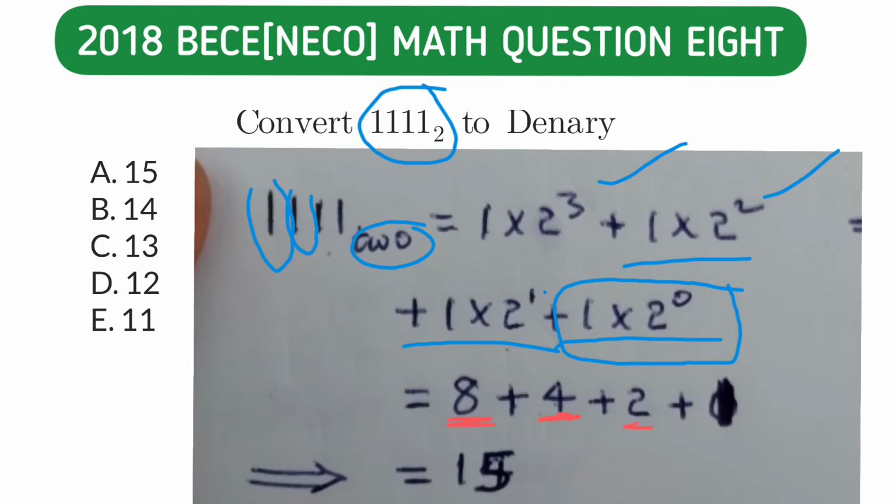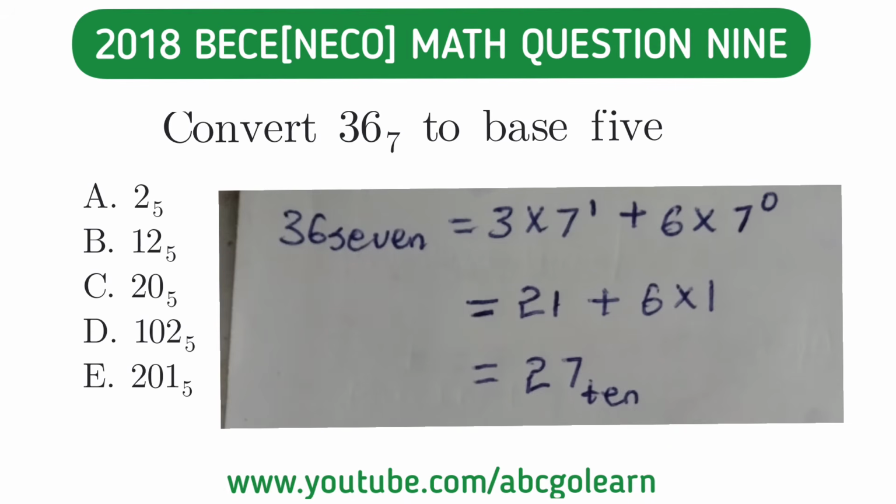So our answer here is 2, because if you multiply 2 and 1, you would get 2. The next one we will solve is 1 times 2 raised to power 0. Anything raised to power 0, get it now, equals 1. So 1 times 1 would give you 1. That's how I got this 1 here. Adding them together, 8 plus 4 is 12, 12 plus 2 is 14, 14 plus 1 gives me 15. So the answer here is A, 15.